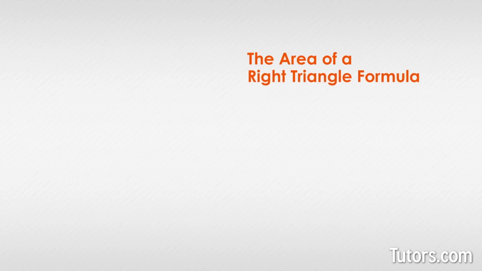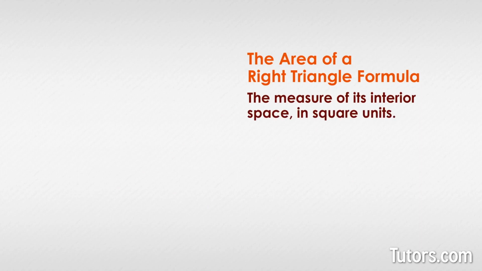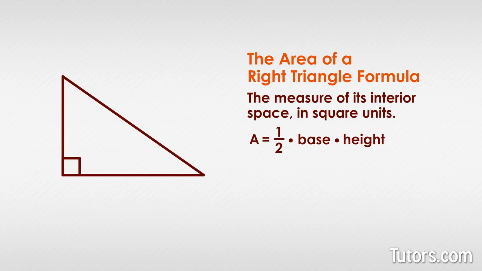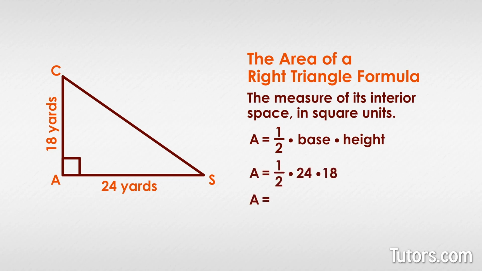The area of a right triangle is the measure of its interior space in square units. For any triangle, the formula is A equals 1/2 base times height. For a right triangle, this is really easy to calculate using the two sides that are not the hypotenuse. In our triangle CAS, we can use side AS, 24 yards, as the base, making side CA 18 yards, the altitude. Let's plug in our numbers and solve for A. We get A equals 216 yards squared.